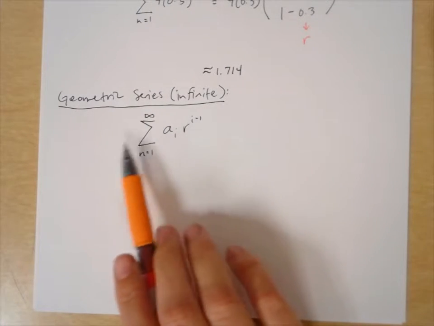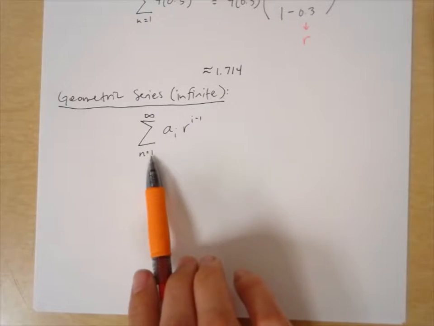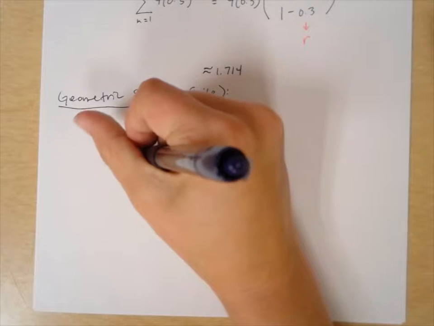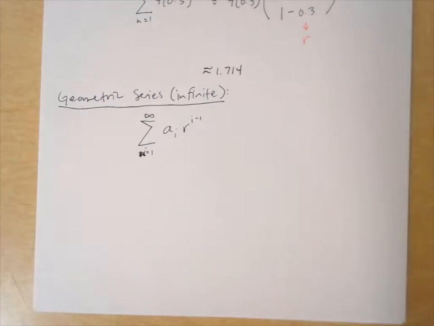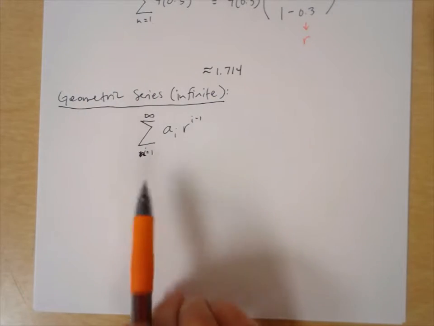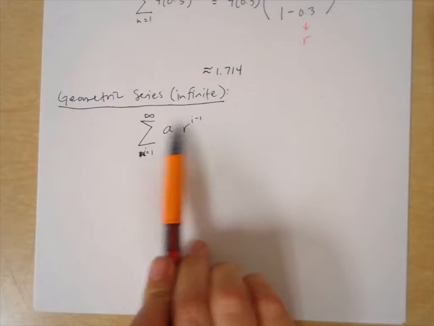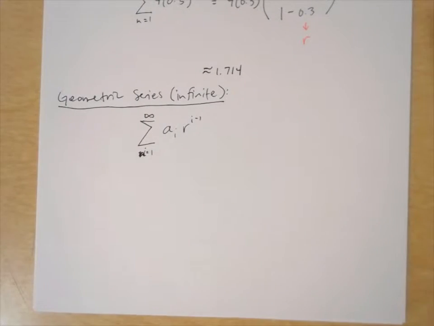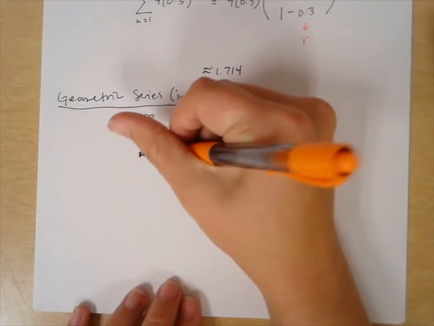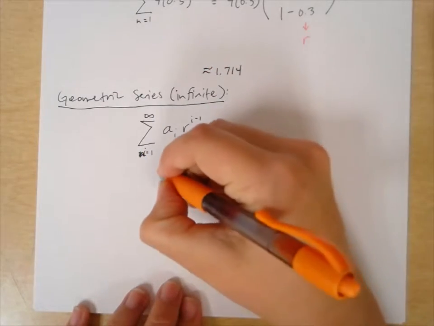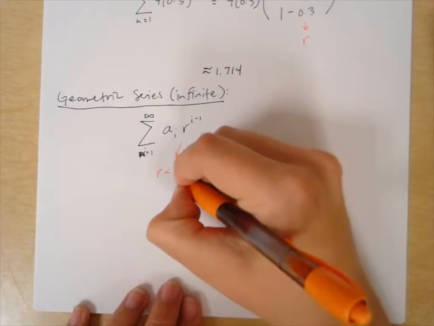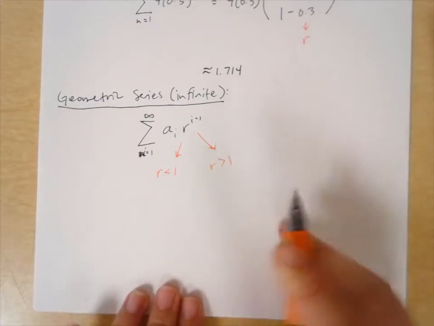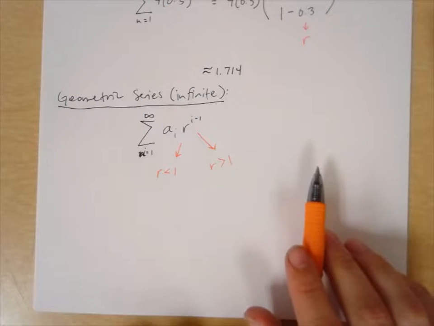What I want to illustrate here is, this should be i, not n. What I want to illustrate here is as i approaches infinity, we're going to have two cases. We're going to have either the case where r is less than 1 or where r is greater than 1. And two very distinct things are going to happen.